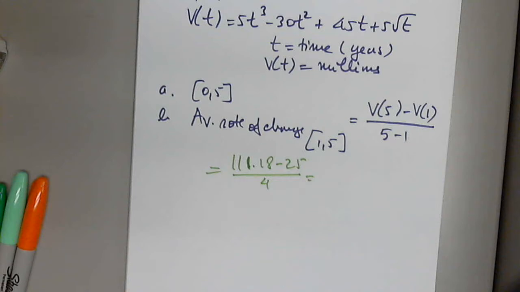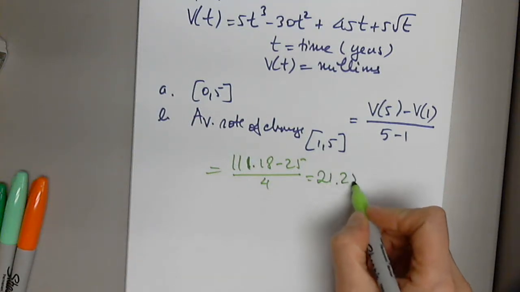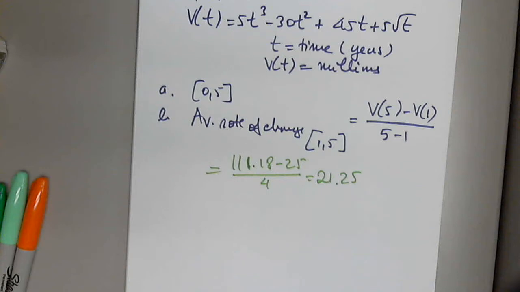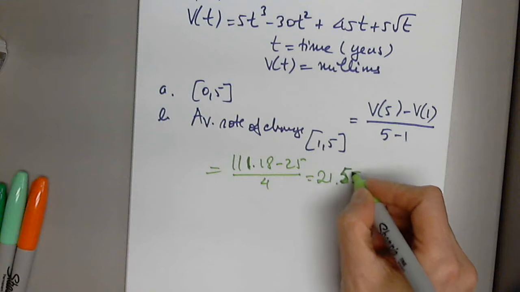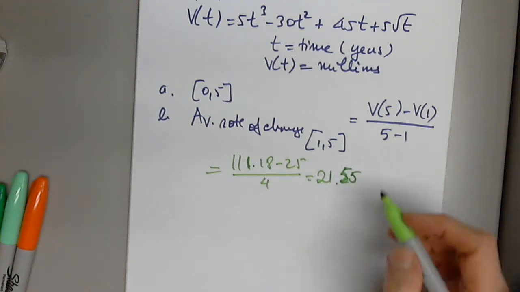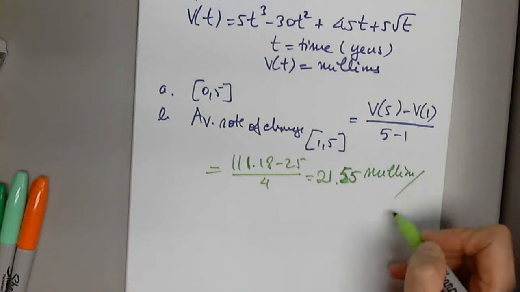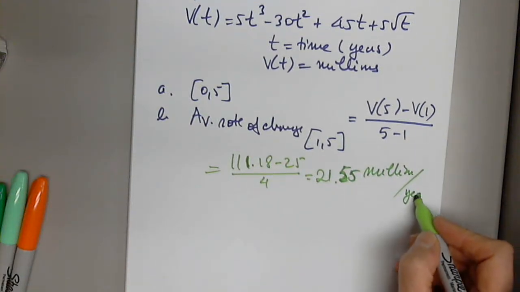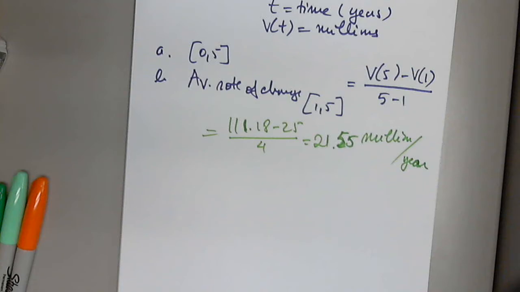Okay, so I got 21.55. Measurement unit. 21.55, not 25, sorry. So it's millions per year, very good. Million per year. Remember, any rate of change has 2 measurement units, one from the top and one from the bottom. Top is measured in millions of dollars, and bottom is measured in years. Perfect. Any questions on part A and B?